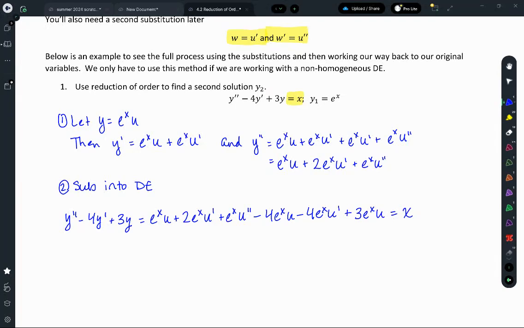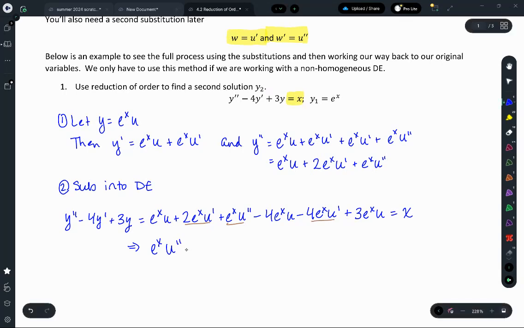So we need to combine some like terms, see what we can do to make this look a little bit better. I'm going to rewrite this so that I've got my u double primes written first. So this becomes e to the x u double prime. Okay, so that term's done. My u prime terms, I've got a 2e to the x u prime minus a 4e to the x u prime.